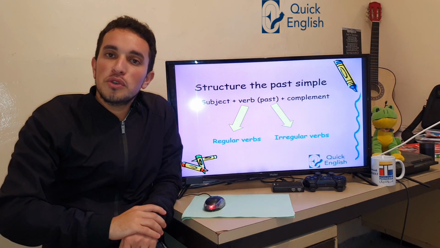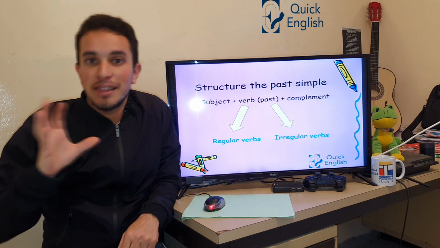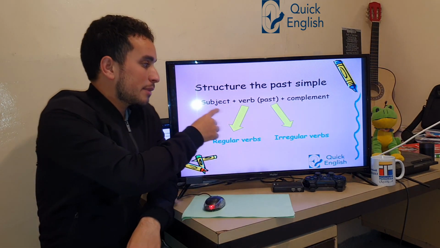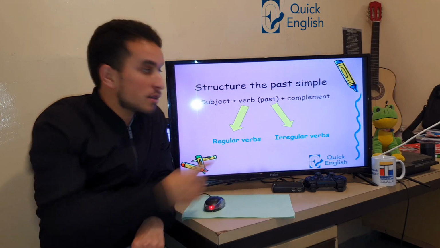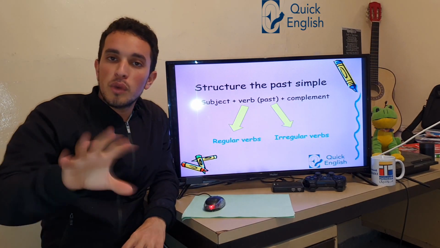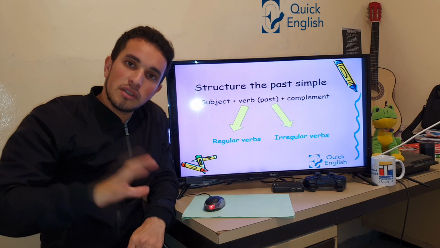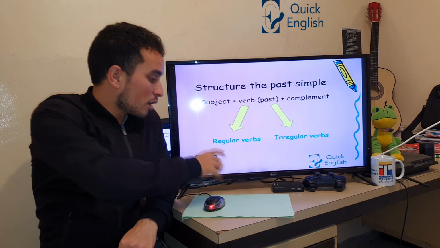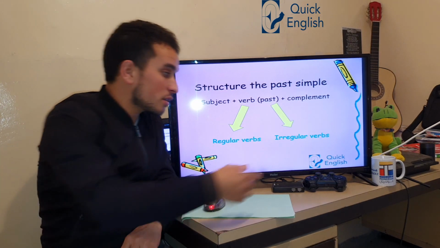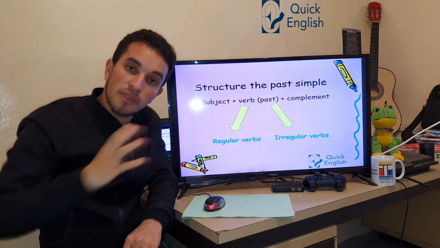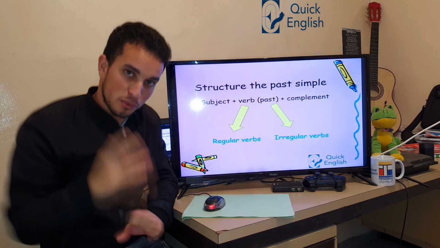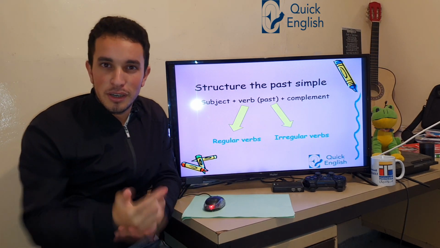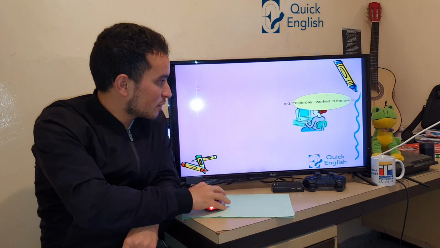So the first thing we need to know is the structure of the tense. Now, the structure of the past simple is very simple, of course. We have the subject plus the verb in the past plus the complement. One thing you need to know is that the verbs in the past simple are divided into two types: regular verbs and irregular verbs. Regular verbs follow a specific rule, which we will see, and irregular verbs don't follow any rule. Okay, let's look at the regular verbs.